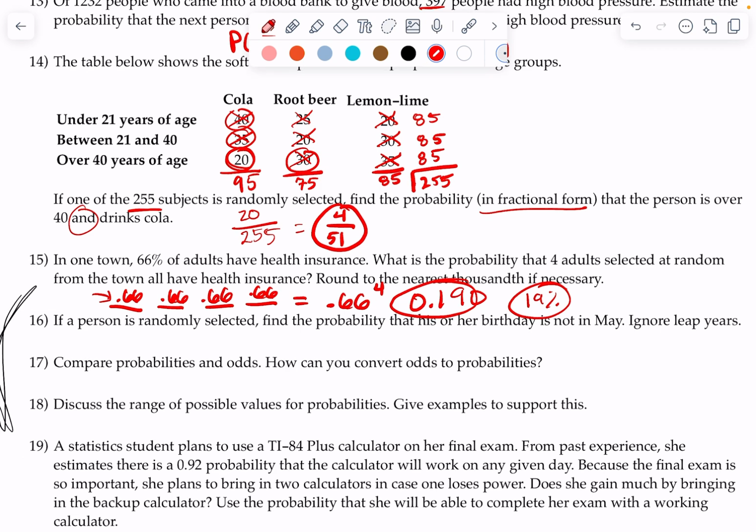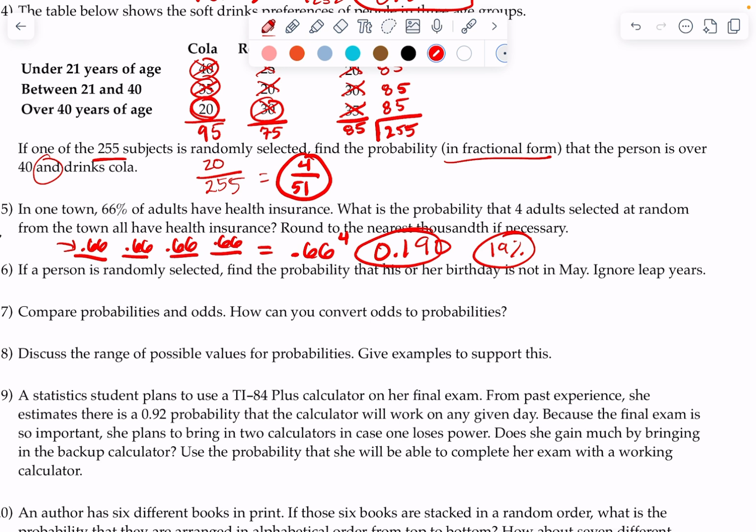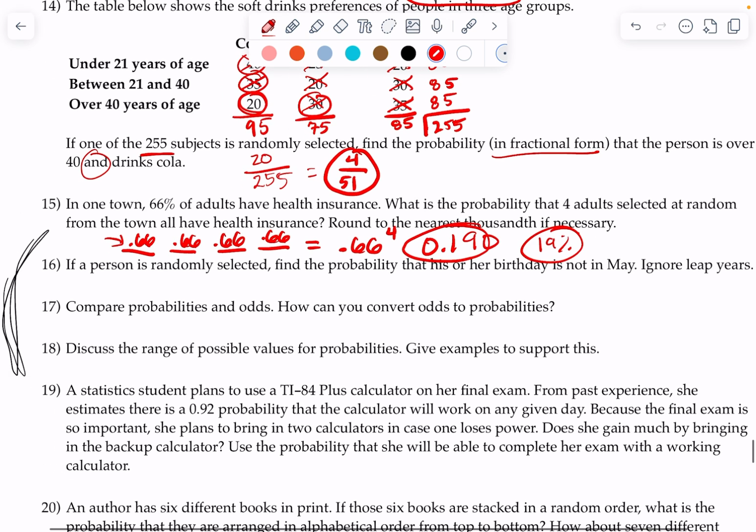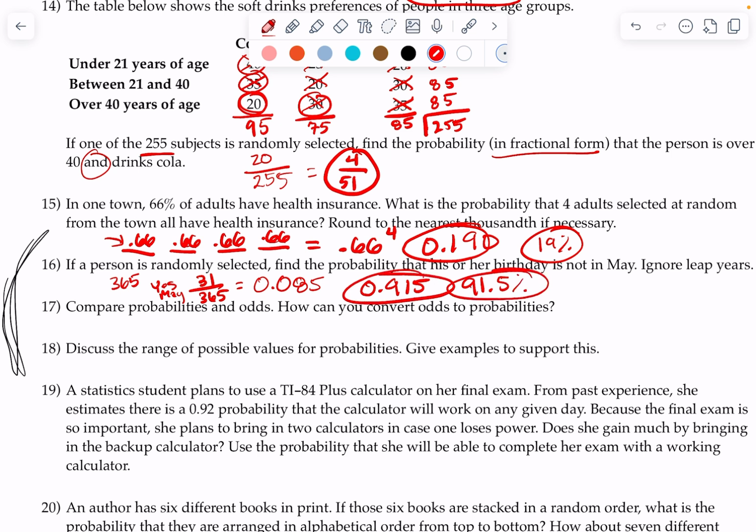If a person is randomly selected, find the probability that his or her birthday is not in May. Ignore leap years. Okay, there's 365 days in a year. How many days in May? 31. So there's a 31 out of 365 chance of it being in May. 31 divided by 365 is 0.085, we'll say. So that's the chance of it being in May. If I subtract that from 100%, that is 0.915, or 91.5% chance that it is not in May.